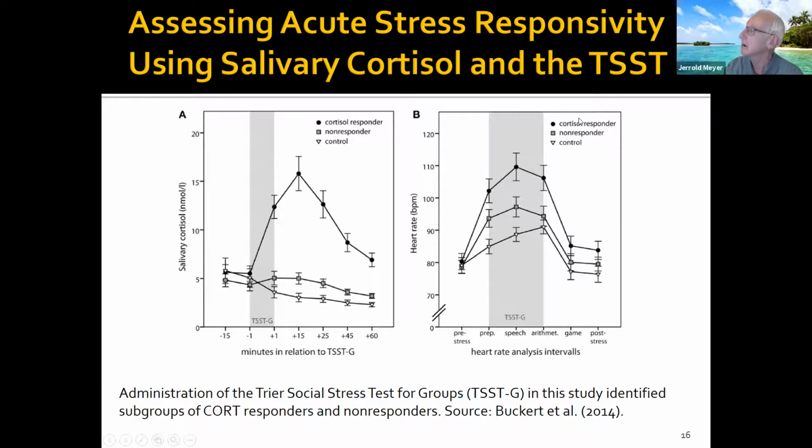Notice that here's heart rate. The non-responders don't respond as vigorously in terms of their heart rate, but they do show a response more than the controls. Even the controls show a little elevation in heart rate just by being in the lab, coming in and doing whatever they had them do. But these two don't completely go together: cardiovascular response to stress and the cortisol.